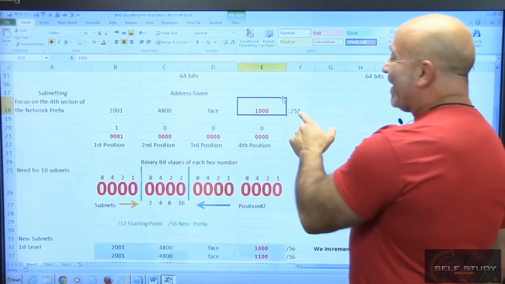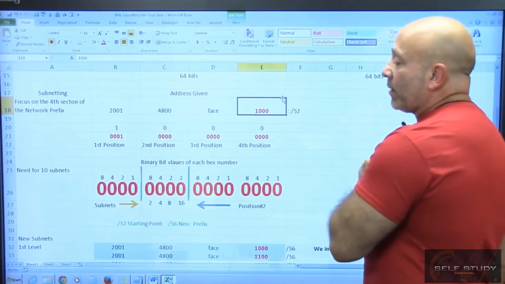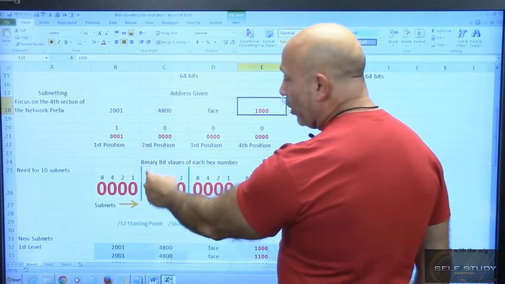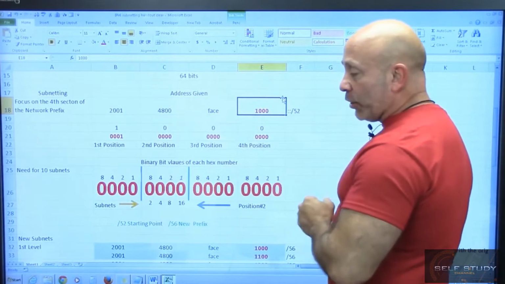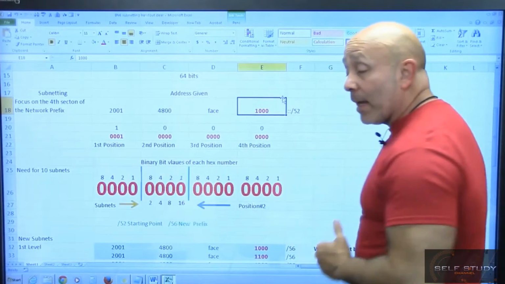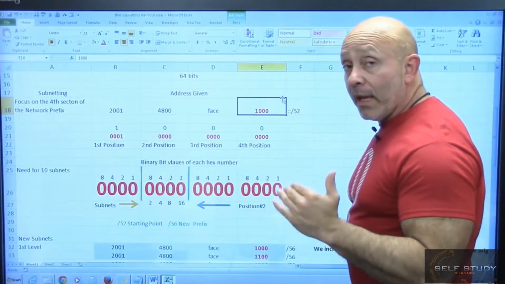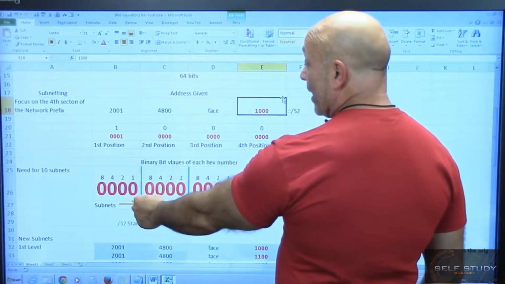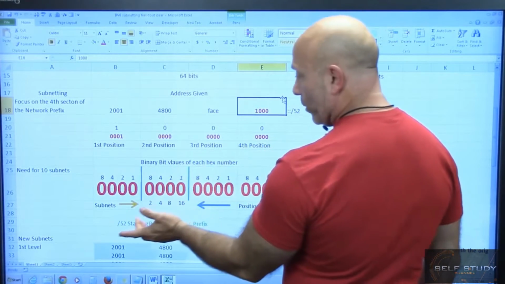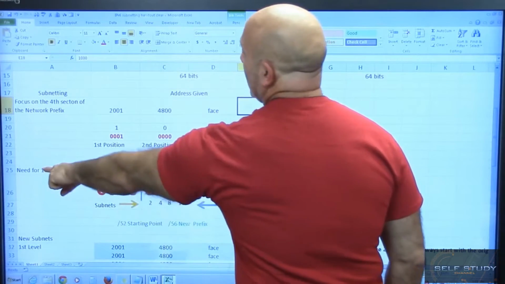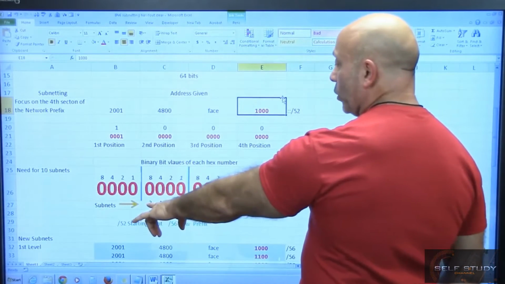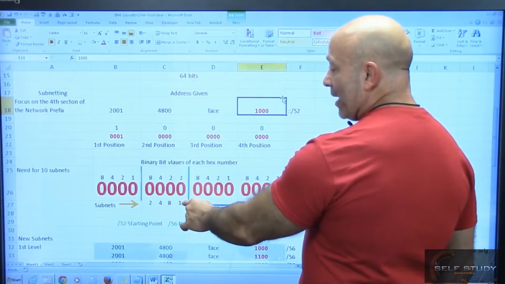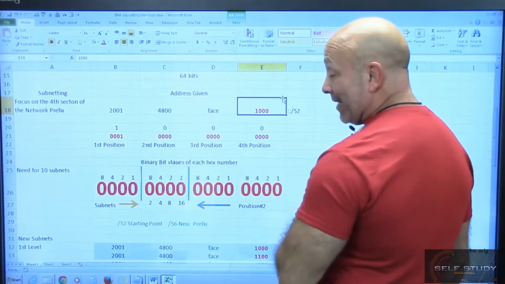We've been given a network prefix of 52. Therefore, that blue line you see right here is our starting point, and we count for subnets like we normally do. What are we looking for? I think we need 10 subnets. So we go 2, 4, 8, too little, 16. So that's where my line then stops.